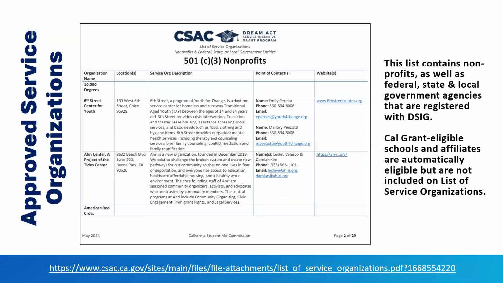And this is what that list looks like. This is the current list of approved DSIG service organizations. This is just a partial image. There are over 4 pages of organizations on the full list. Cal Grant eligible schools are automatically eligible, but they are not included on this list of service organizations, just as an FYI. But again, Cal Grant eligible schools are already approved. So if your student is interested in volunteering at their school, they would be approved.